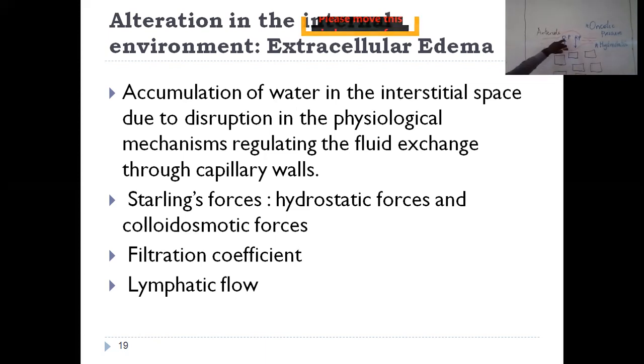Now, what actually happens is that at the arterial side, the oncotic pressure is greater than the hydrostatic pressure. However, as the blood moves towards the capillaries, the hydrostatic pressure exceeds the oncotic pressure. And as a result, blood seeps out of the capillaries to the interstitium, to the interstitial space. We call this the interstitial space.